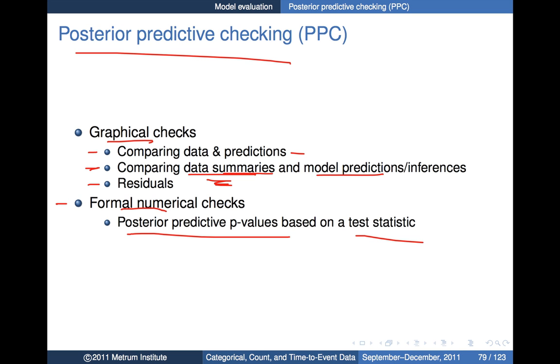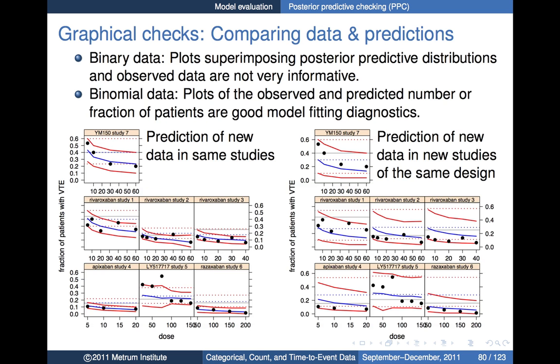So let's take a closer look at some of these. Let's start with some graphical checks. Now, first, let's consider the case where we're looking at purely binary data. Basically, all our data is essentially zeros or ones. In that case, if you tried to take plots superimposing posterior predictive distributions and your observed binary data, that's not going to be particularly informative.